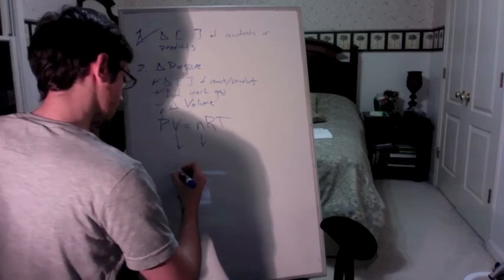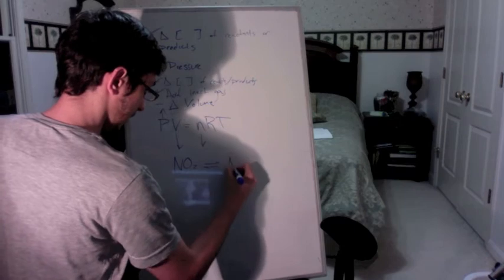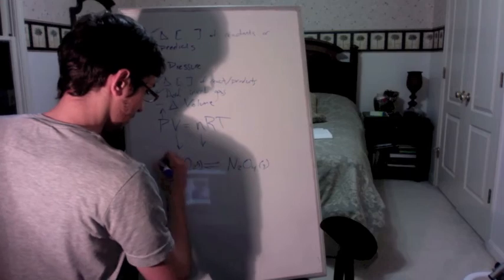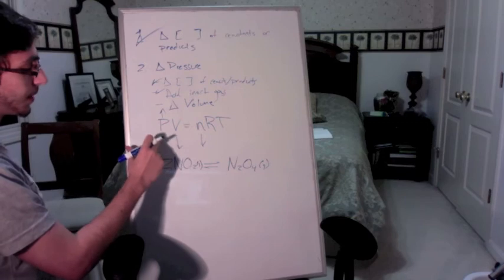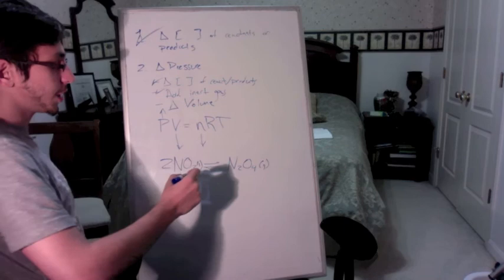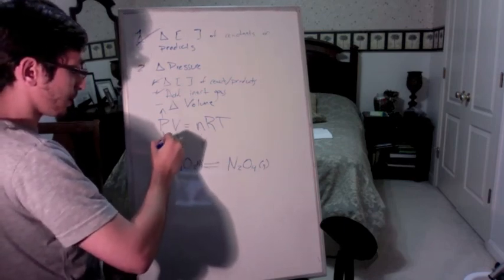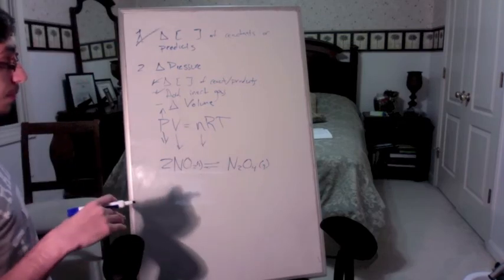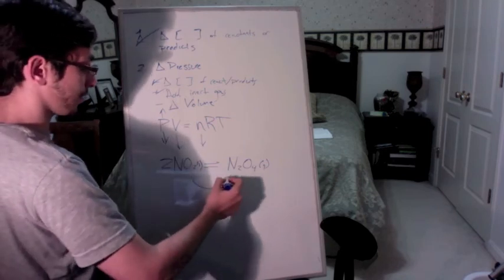So let's look at the equation: NO2 and N2O4. These are both gases. So when we decrease the volume, the result is an increase in pressure. Therefore, the reaction will shift in the direction that reduces the number of moles so that the pressure decreases and the partial pressures are returned to the equilibrium pressures. In this case, the reaction will shift right.